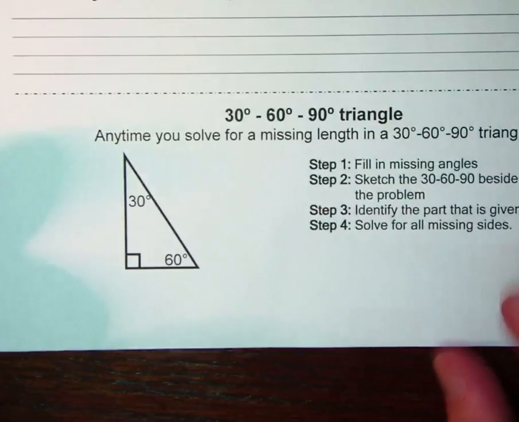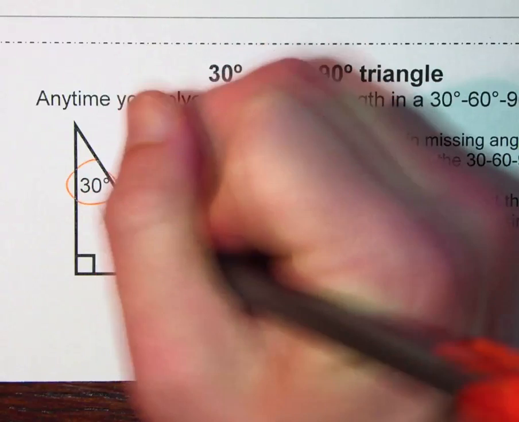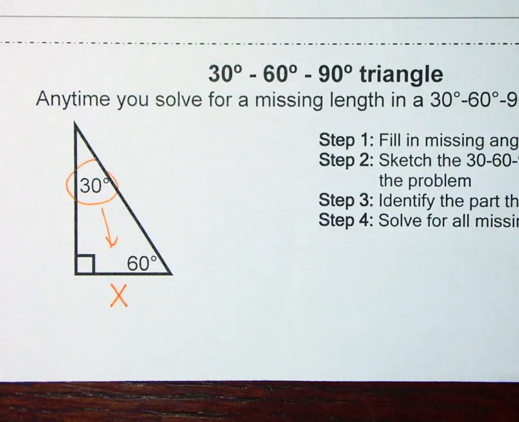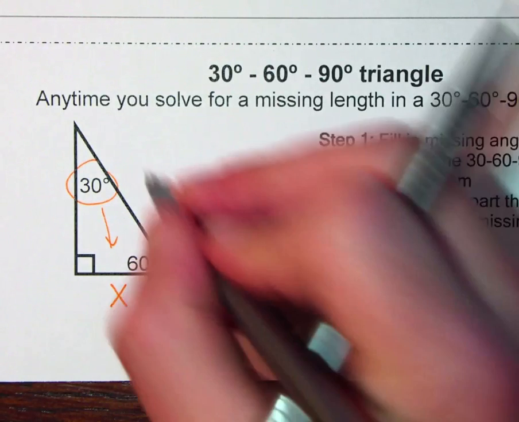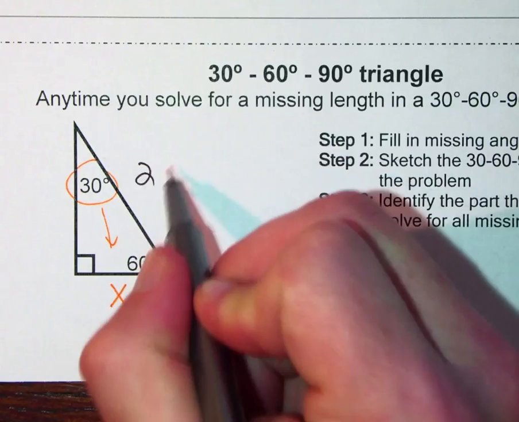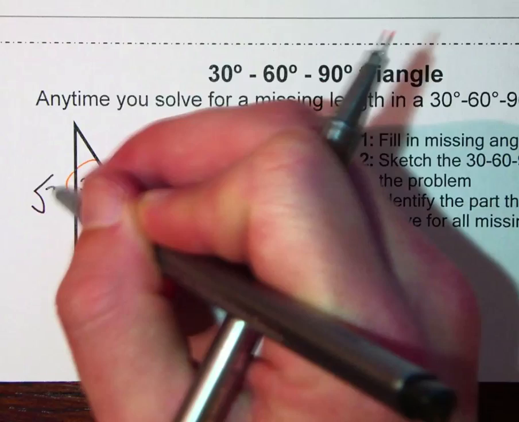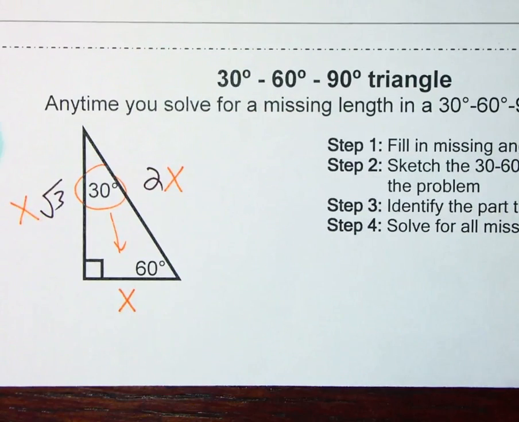If we come down here, the first thing you want to do is find the 30 degrees, and if you come across from it, that's your x. And then this is going to be your 2x. And this is going to be your x, but with a square root of 3.